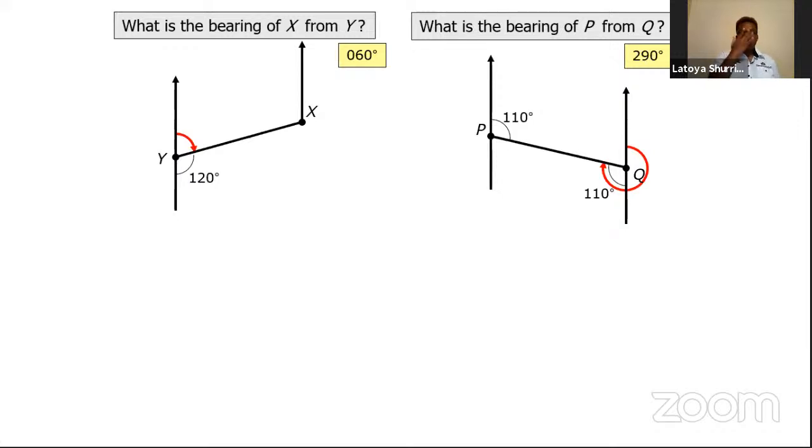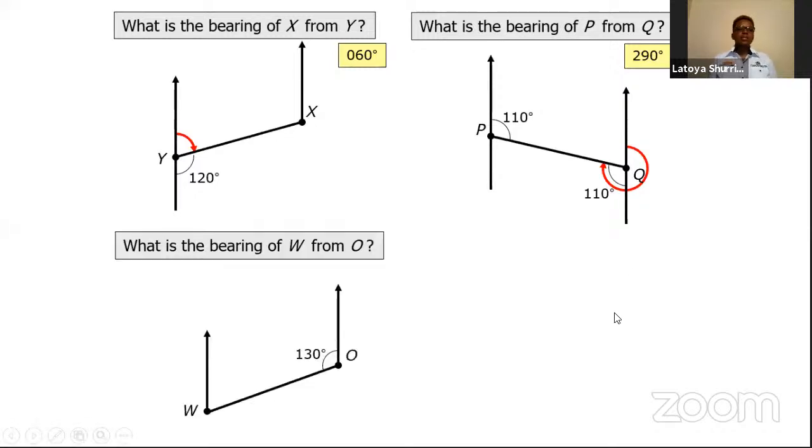Remember also we were looking at forming alternate angles, which you are seeing on screen, and using that backward journey to help us. So we would have just added 180 degrees to our 110 degrees.